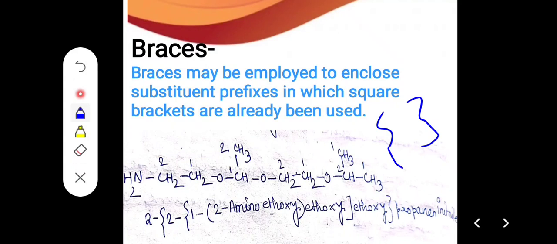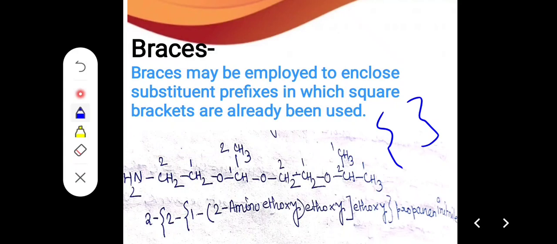Okay, so there should be NH2-CH2-CH2-O-CH2-CH3, then O-CH2 all over the compound. If we have the IUPAC nomenclature, 2-{2-[(2-aminoethoxy)ethoxy]ethoxy}, then propanenitrile. Okay, nitrile. I think this name is wrong.